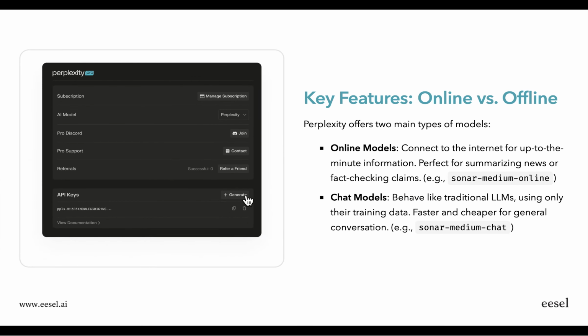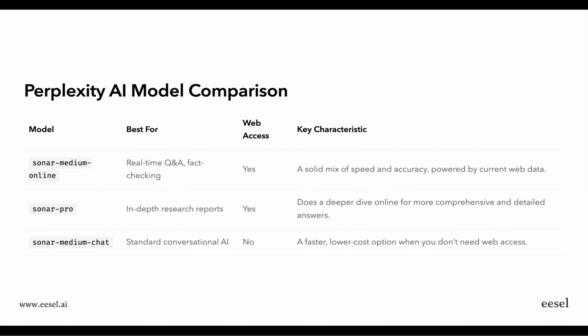Now, the interesting part is how it works. Perplexity gives you two main types of models: online models that browse the web for current info, and chat models that work more like traditional, offline AI for general conversation. Let's quickly break down the most common models. You have options like Sonar Medium Online for real-time Q&A, and Sonar Medium Chat as a faster, cheaper choice when you don't need live web access. It's all about picking the right tool for your specific task.